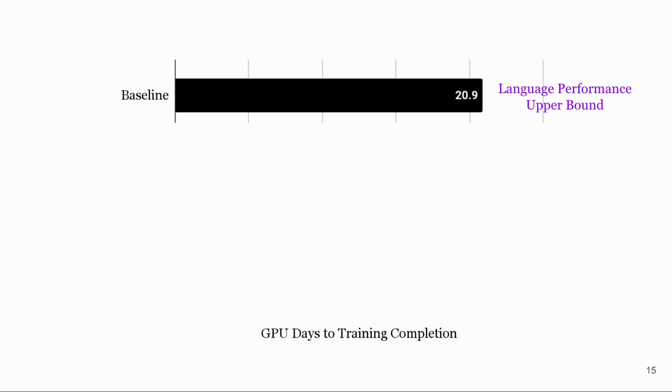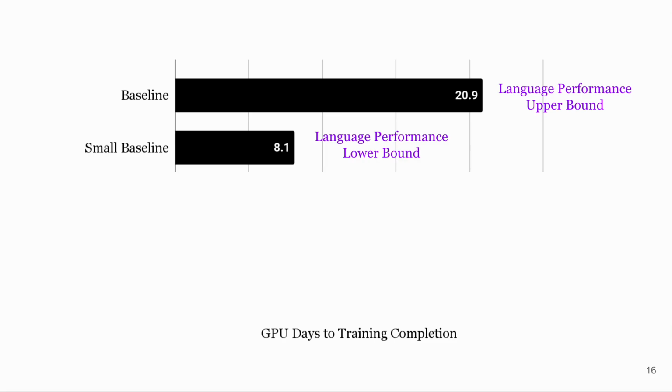Here I'm showing you what we're going to call the language performance upper bound. So this is the baseline system that I showed before, where the model and the adaptation process uses the same height model throughout the entire procedure. As I told you, this takes about 20.9 GPU days to do the adaptation phase. We're going to call this the language performance upper bound because this is the standard method for doing adaptation. And what we're going to try to do in this paper is not exceed the baseline performance, but actually try to get as close to baseline performance as possible while using the minimal amount of flops.